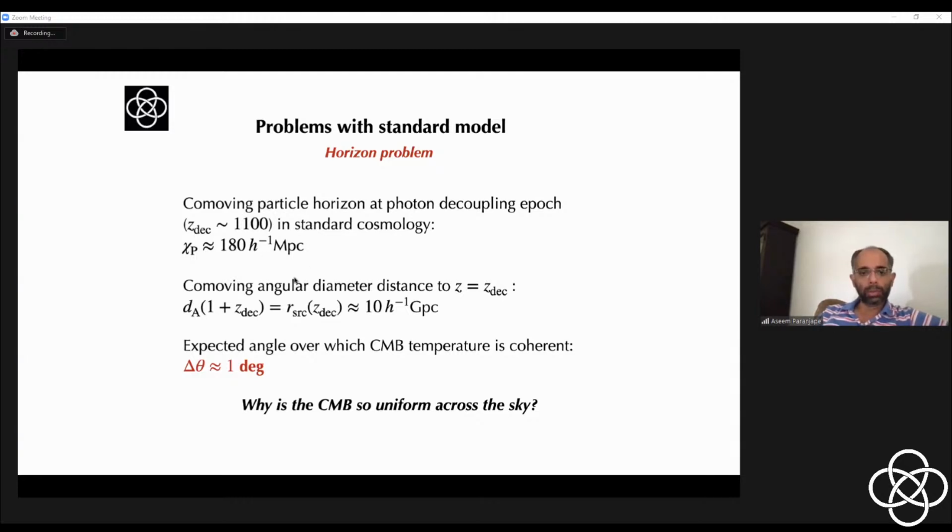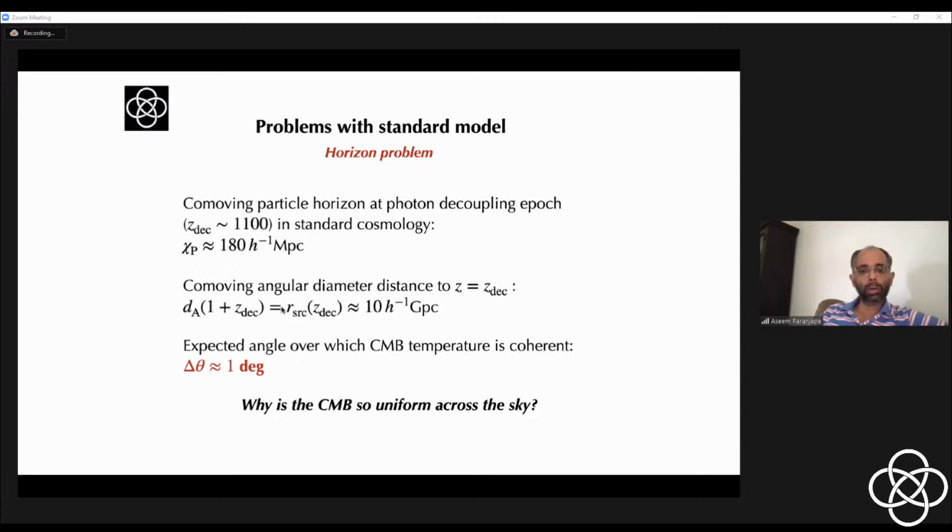So let's do that. I can calculate the angular diameter distance to this particular redshift in the same cosmology in which I did this calculation. And now, of course, the angular diameter distance depends on late time things. It depends on the fact that there's a cosmological constant, etc. So you plug in whatever you like and you calculate this distance. And because we calculated the co-moving particle horizon, I should calculate the co-moving angular diameter distance.